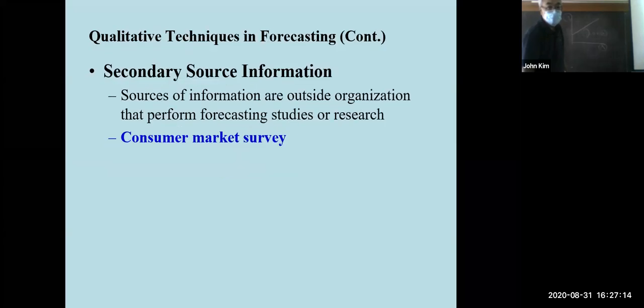And next one, secondary source information, using published information like the Wall Street Journal, Standard and Poor's Index, whatever. So using their information, such as consumer market survey, then forecast.